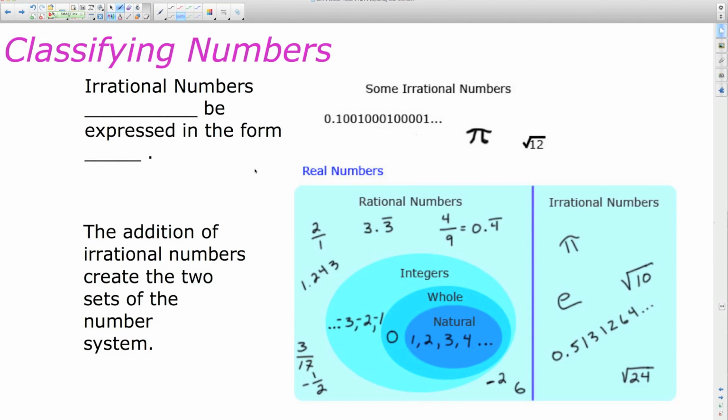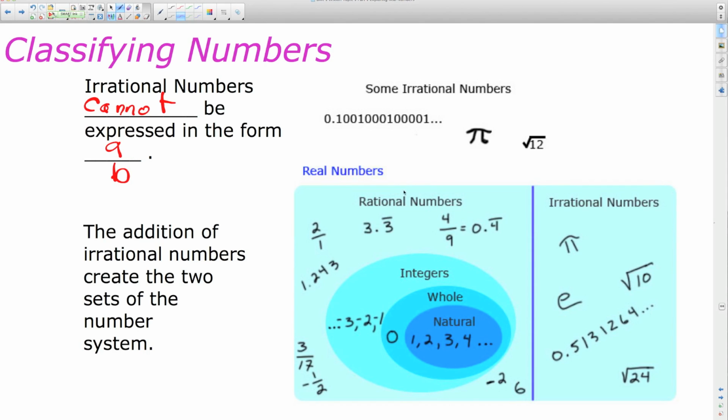Here we're continuing to classify numbers, and we're going to add 2 more classifications. First, we're going to talk about irrational numbers. And irrational numbers cannot be expressed in the form A over B. Look what I did there. I made that a fill in the blank, a fraction line, but they cannot be expressed as a fraction in the form A over B.